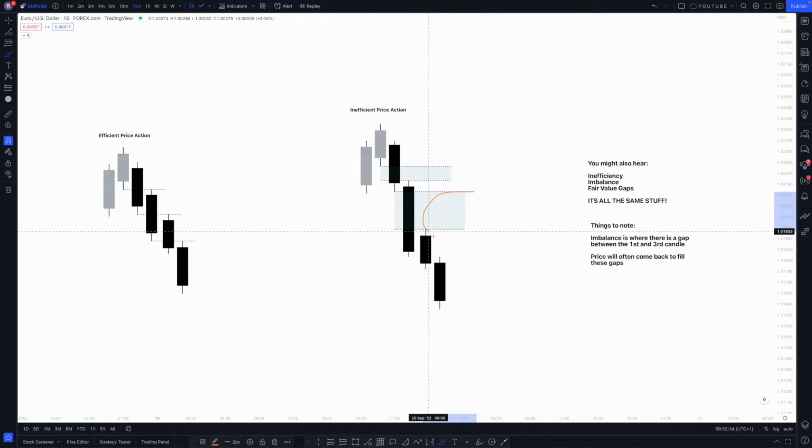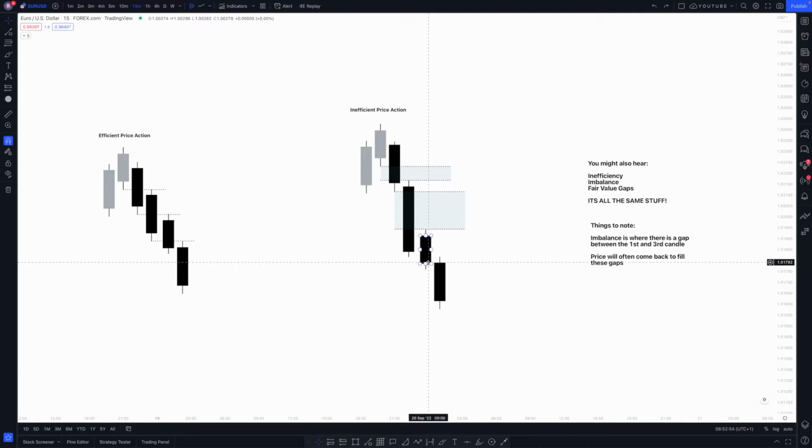On this imbalance right here, this candle has become candle 1, this has become candle 2, and this will now be candle 3. You're just following price down, and candle 1, candle 2, candle 3, and for this one here, candle 1, candle 2, candle 3. So it always needs to be a 3 candle formation.